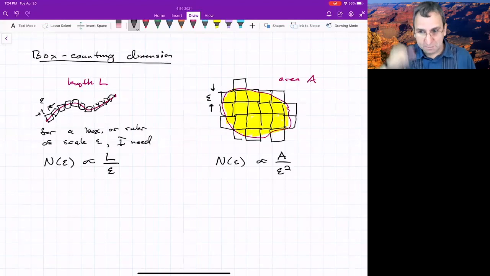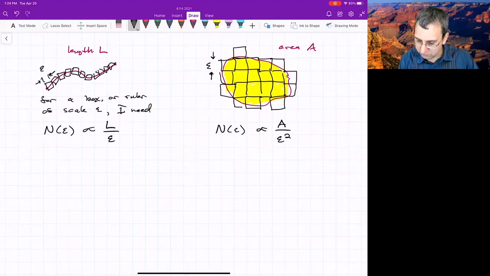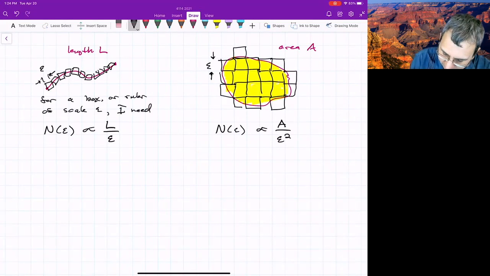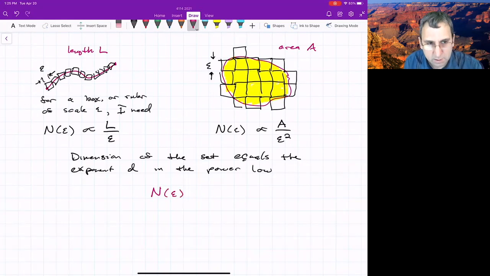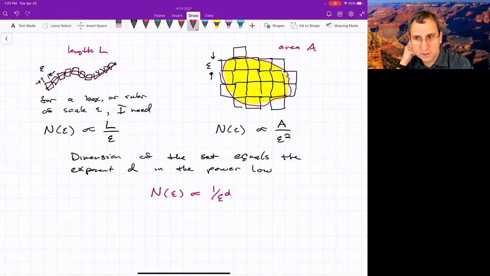So based on that, we might observe that there's this power law going on, so that the dimension of the set equals the exponent d in the power law: the number of boxes at the scale epsilon that I need to fully cover this goes as 1 over epsilon to the d power. Now this power law also holds for fractal sets, except that d is no longer an integer.